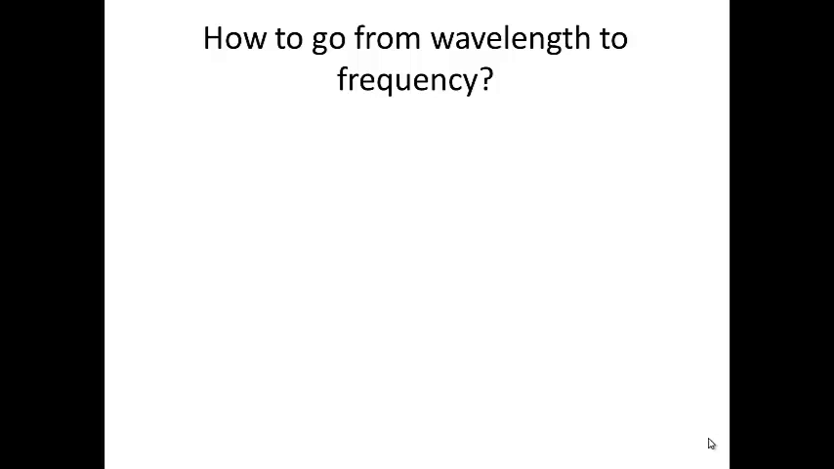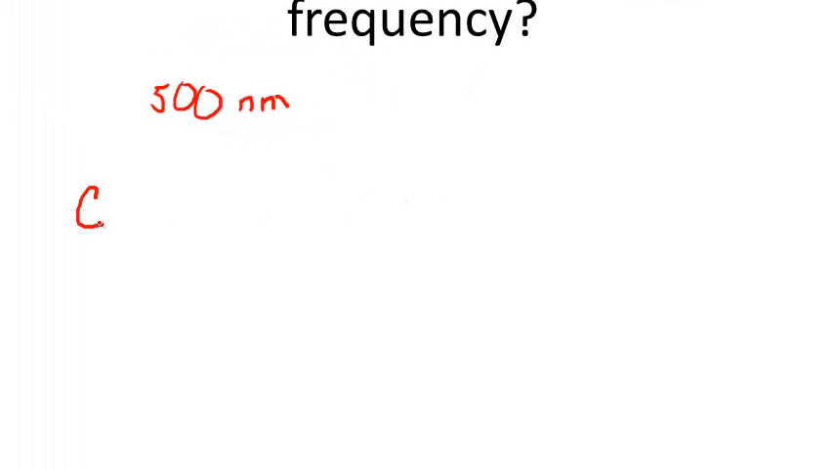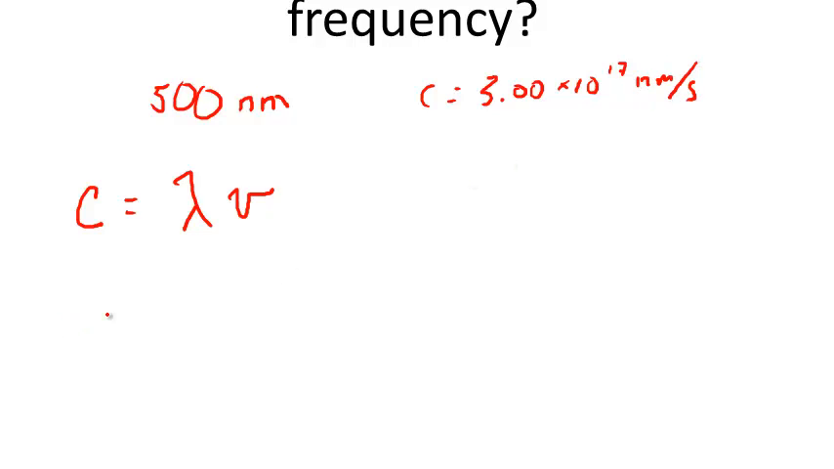How do you go from wavelength to frequency? Let us suggest, for instance, that we have a wavelength of somewhere around 500 nanometers that we've been given. To go from wavelength to frequency, you're going to use the equation c equals lambda nu, where lambda is wavelength and nu is frequency. Since this is in nanometers, c is going to be 3.00 times 10 to the 17th nanometers per second as a speed.